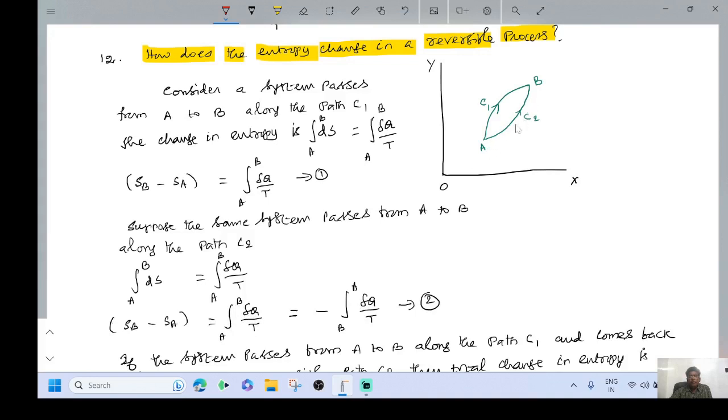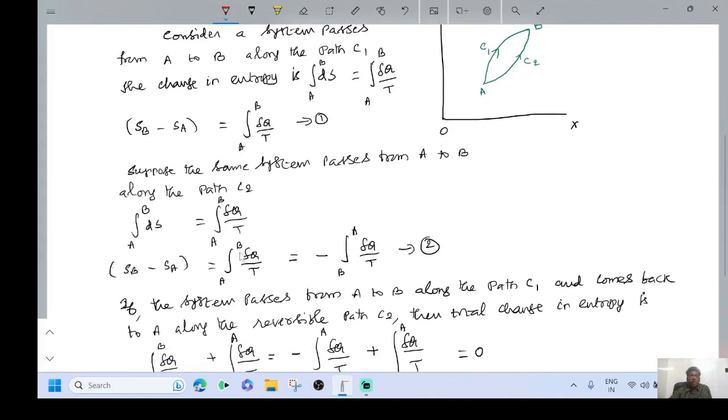See, because entropy is not a path function, it is a state function. Entropy is independent of path. Then we may change this integral limit varying from B to A del Q by T with a negative sign. See this? Integral A to B del Q by T is changed as minus of integral B to A del Q by T.